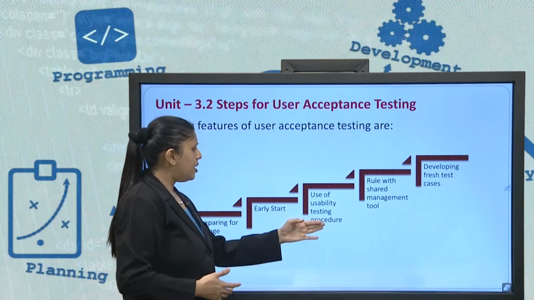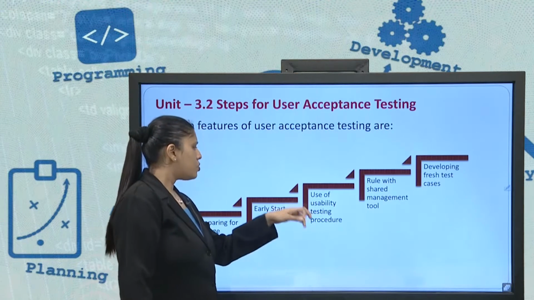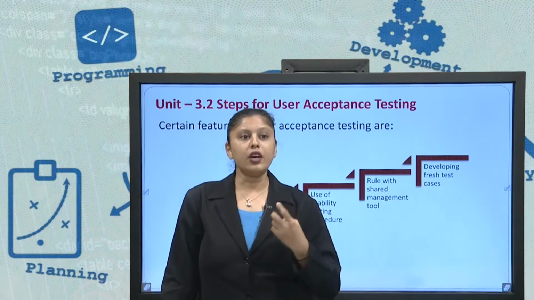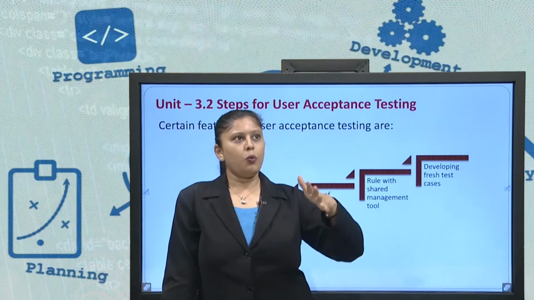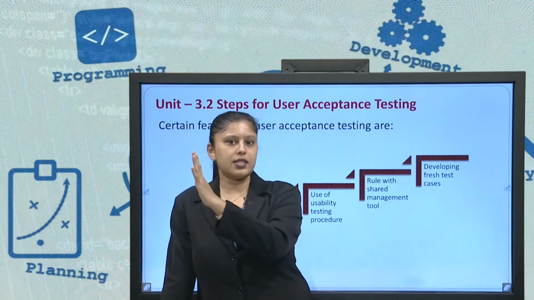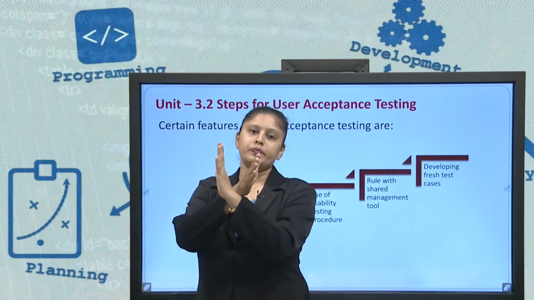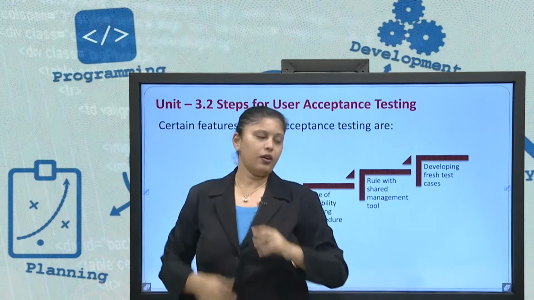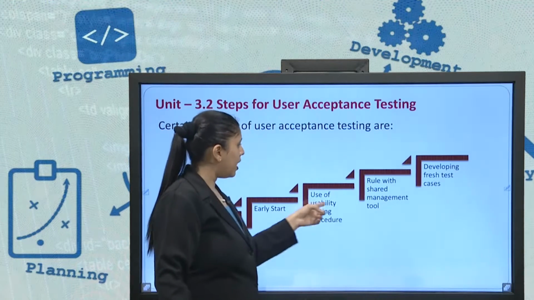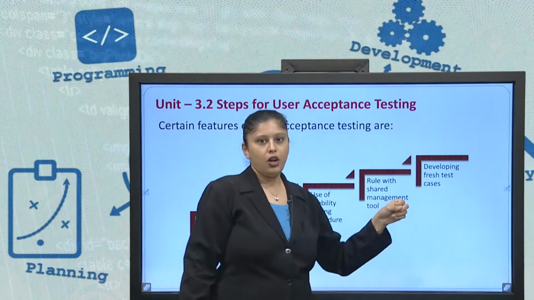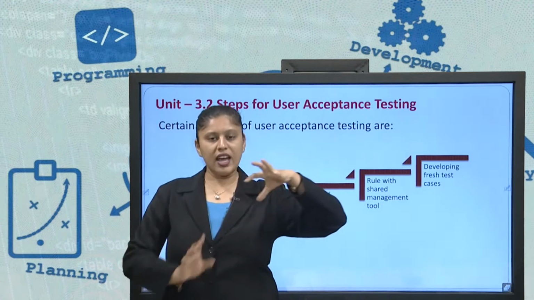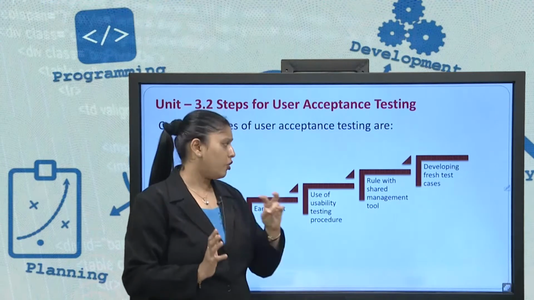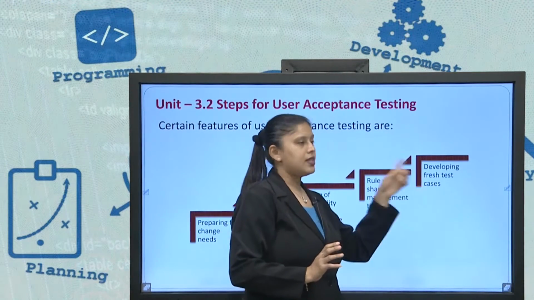Then use of usability testing procedure. Now what is use of usability testing procedure? When I am about to give a usability testing procedure, if I have anything developed previously, then I can reuse it, or if it is not developed, then I have to redevelop it, or develop it afresh. Then rule with shared management tool. So you have to scrutinize it as a procedure of a management tool, according to that management tool, and developing fresh test cases.